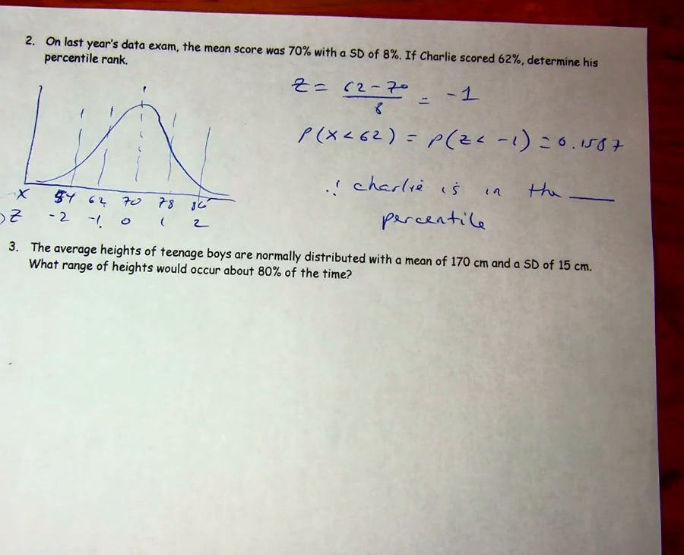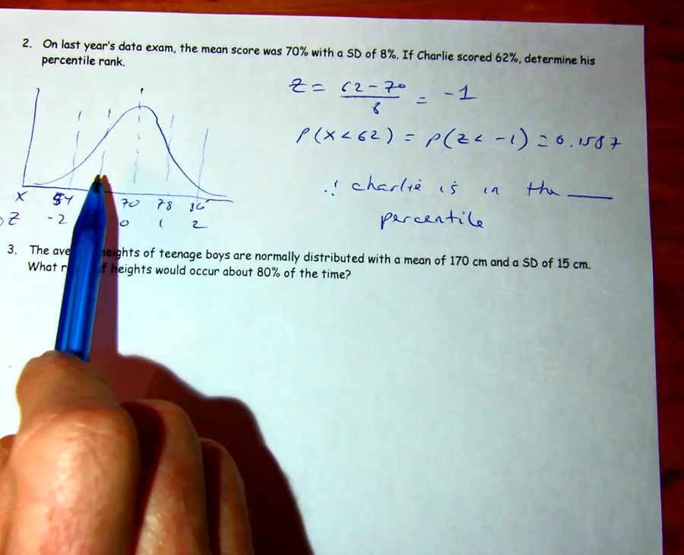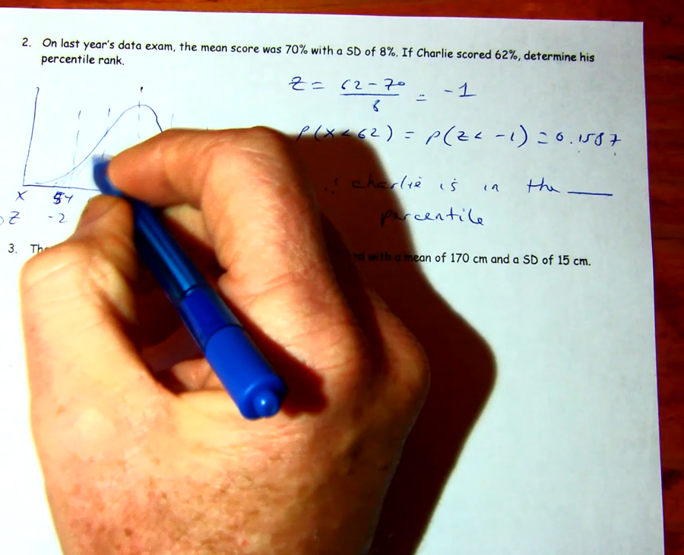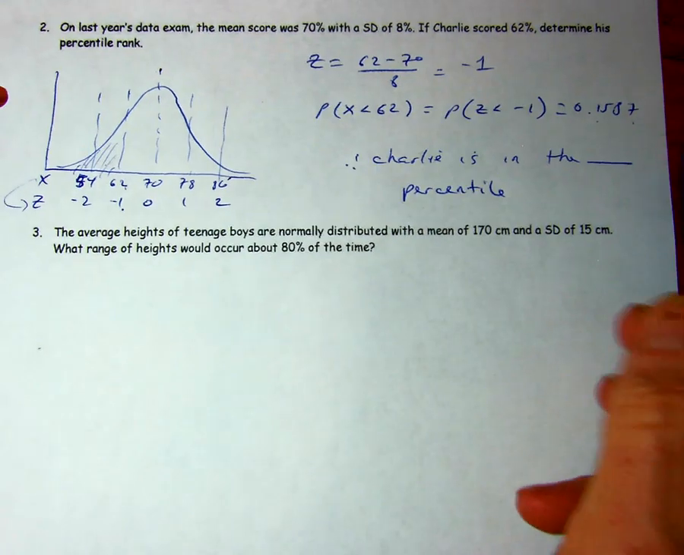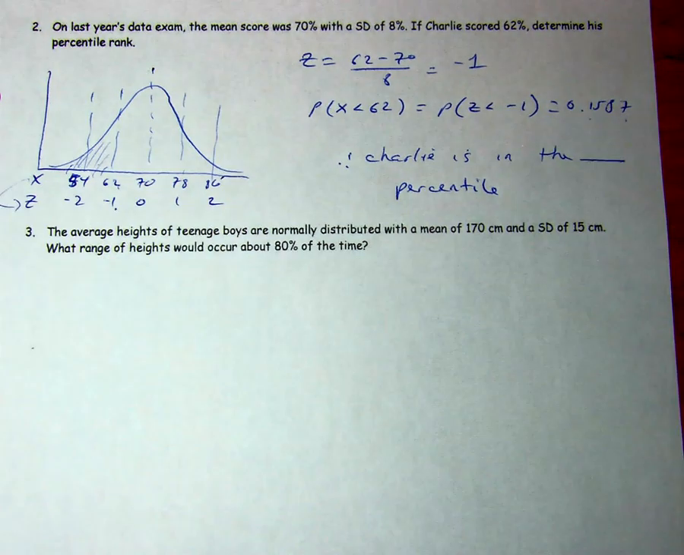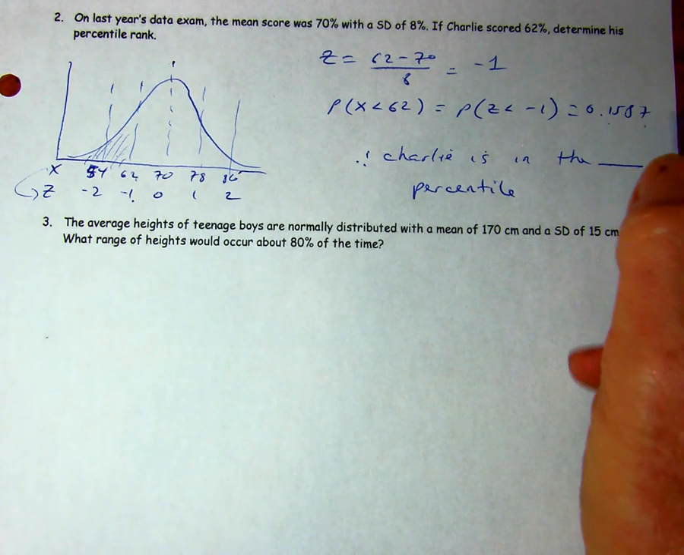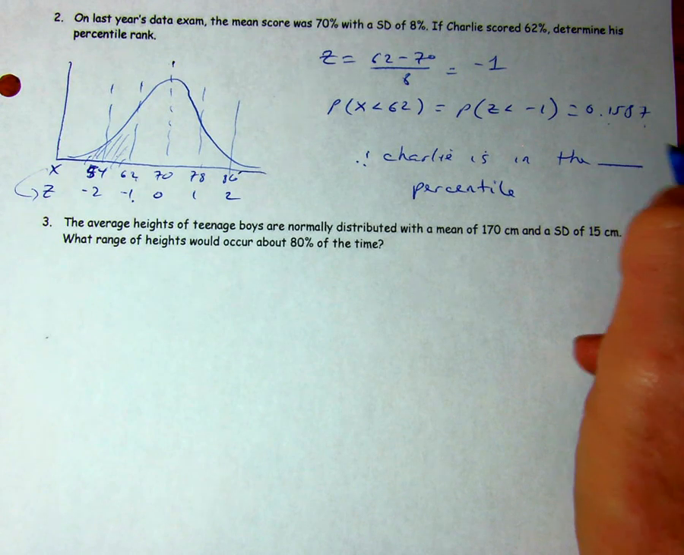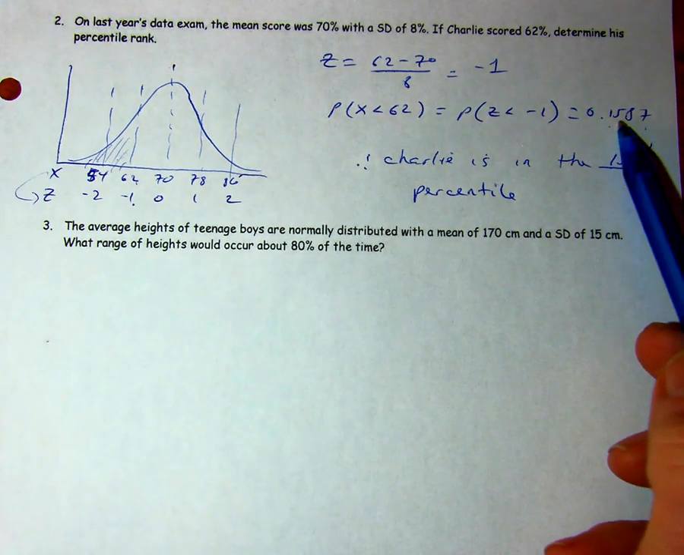So when it's asked what the percentile is, what does that mean? Charlie's down here, so 0.1587 of the people who wrote the test are below him, right? 0.1587 of the students that wrote the test are below him. So what would be the answer to the question? Charlie is in the blank percentile. It would be the 15th. Why the 15th? Because it just converts this to percent.